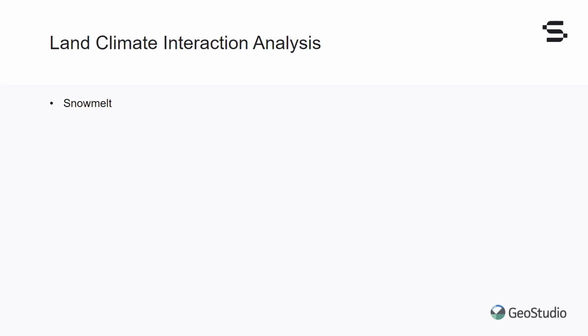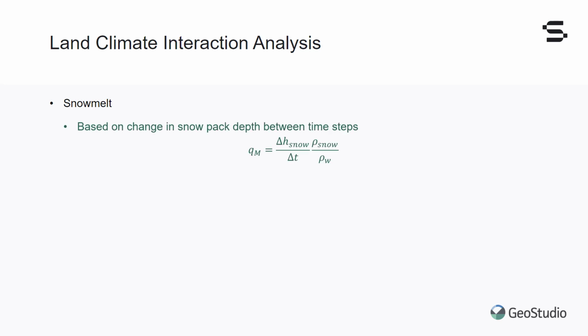The land-climate interaction boundary condition computes snowmelt when the snow data option is selected in the boundary definition dialog. The water flux associated with snowmelt is based on the change in the snowpack depth from one time step to the next, according to the given equation. The change in snowpack depth for a given time is represented by the first part of this equation and is multiplied by the ratio of the snowpack density to the density of liquid water to determine the associated water flux.